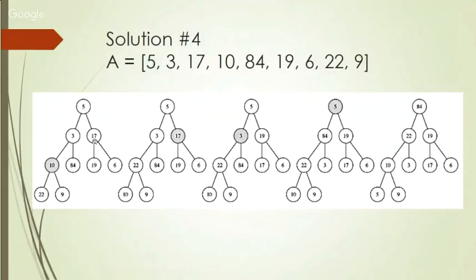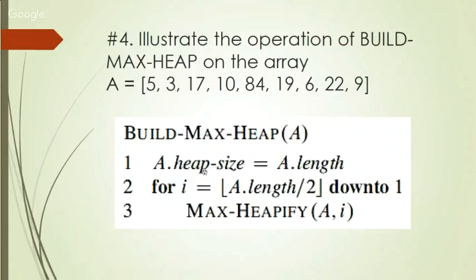These are the tree and the branches and the leaves. So this is 1, 2, 3, 4, 5, 6, 7, 8, 9. Therefore, you start plugging in the values: 5, 3, 17, 10, 84, 19, 6, 22, 9. As you have seen, the second step after getting the size of the array, the heap size, is that I will begin at length divided by 2.